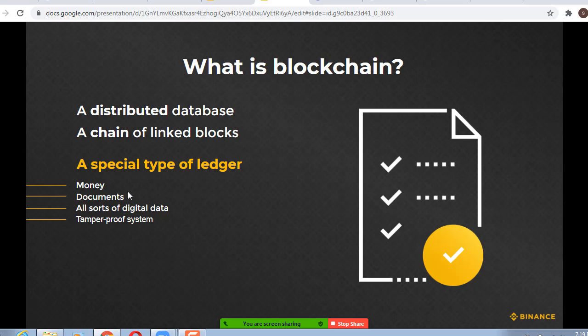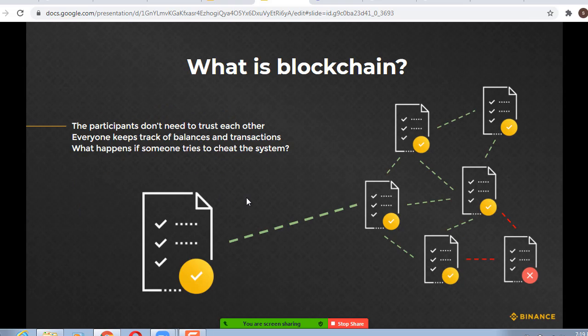Although we know that most things stored on the internet are not 100% safe, when it comes to blockchain, it is almost 100% impossible to tamper with the blockchain system. It is almost impossible.